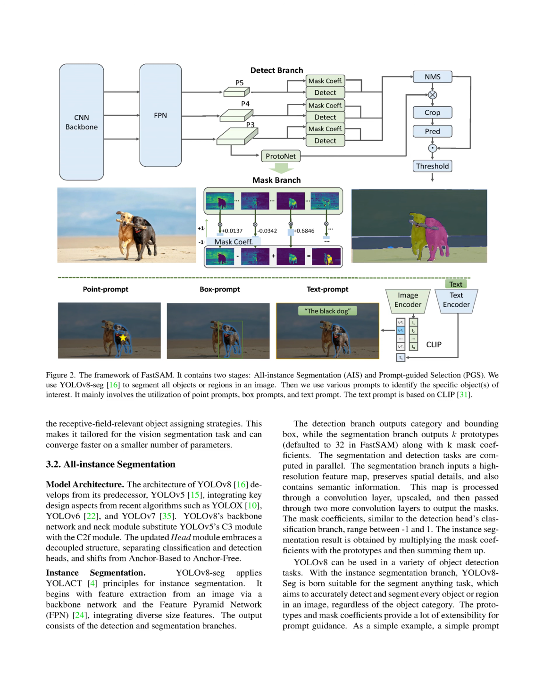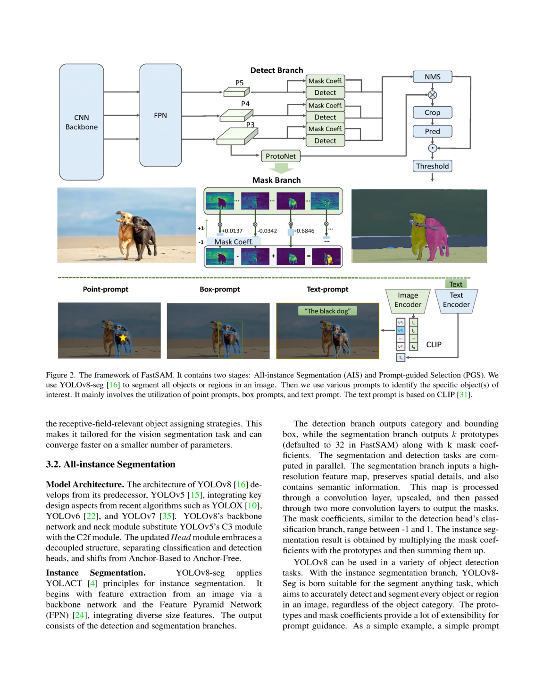This process starts with extracting features from an image using the backbone network and the feature pyramid network, FPN, which integrates features of various sizes. The outcome of this process is sent to two branches, the detection and segmentation branches. The detection branch provides category and boundary box information, whereas the segmentation branch produces a set of templates, by default 32 in the FAST version, along with corresponding mask coefficients. The two tasks, segmentation and detection, are performed in parallel. The segmentation branch uses a high-resolution feature map which keeps spatial details and also includes semantic information.